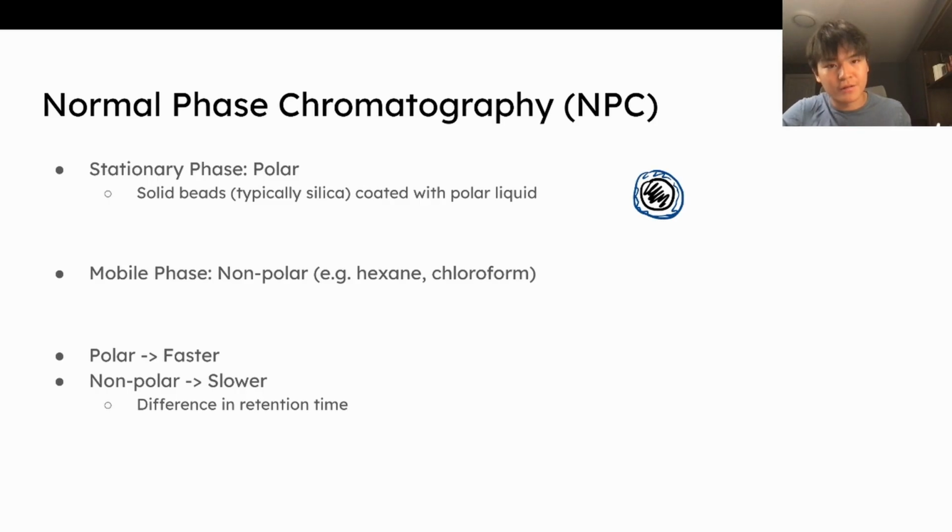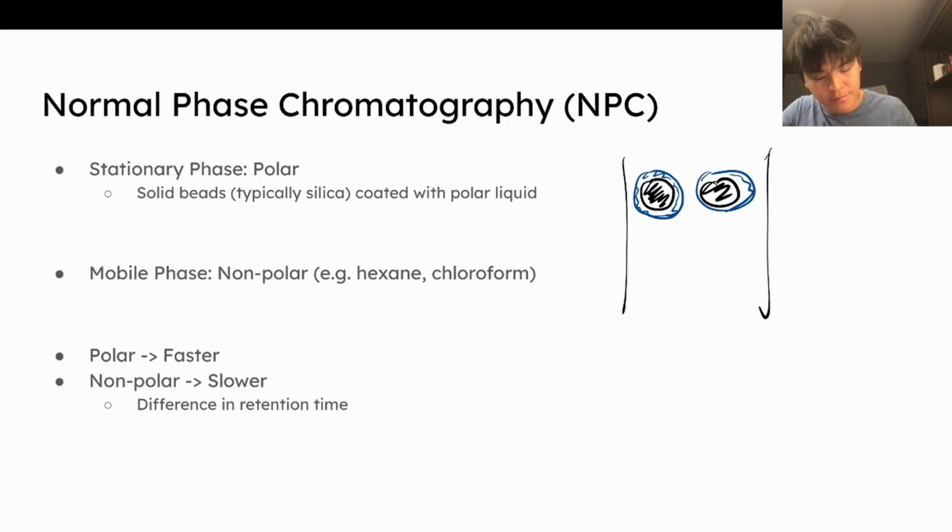So what's going to dissolve in here? Think about it. Sugar can dissolve in here, or ions can dissolve in here, right? It's polar. And we have a bunch of these beads in a big column.